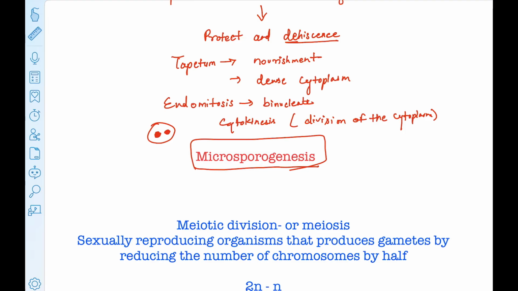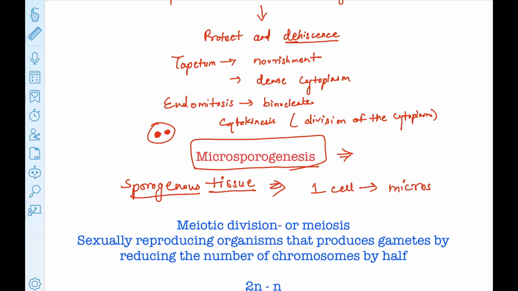Now let's talk about the process of microsporogenesis. Okay, we just talked about sporogenous tissue. Okay, so sporogenous tissues have many cells and each cell is capable of producing a microspore tetrad. Okay, so we can also say that this is one cell and it is producing 4 microspores. Okay, and they are haploid and each one is a microspore mother cell.